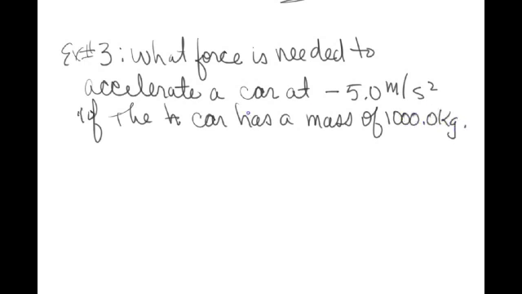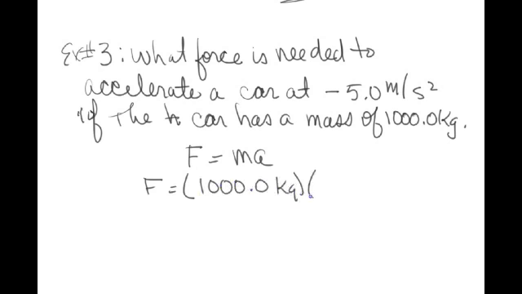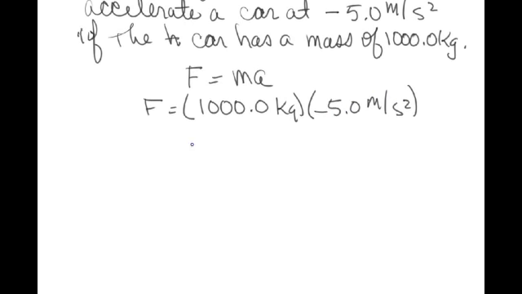All right. Accelerating with a negative acceleration is called deceleration or slowing. Go to the standby, F equals ma. The force is equal to the mass, 1,000 kilograms, times minus 5.0 meters per second squared. And we get a force of minus 5,000 newtons.